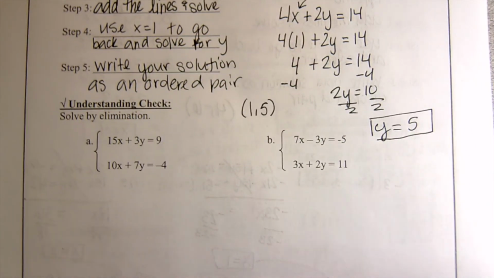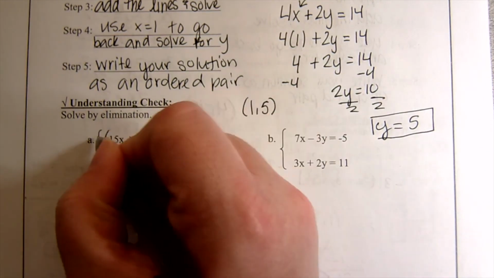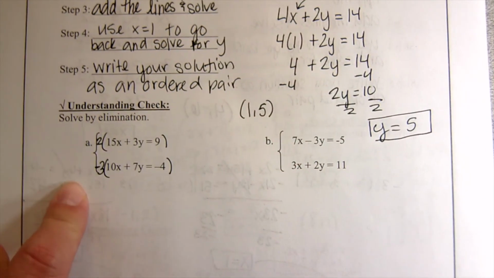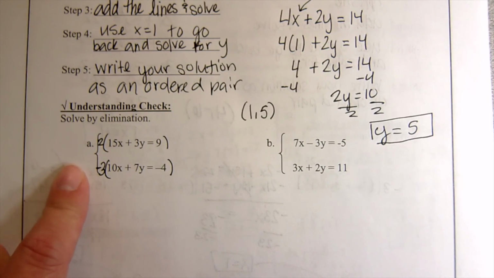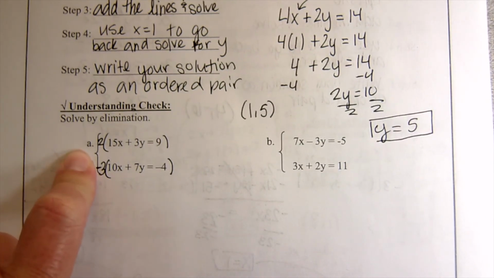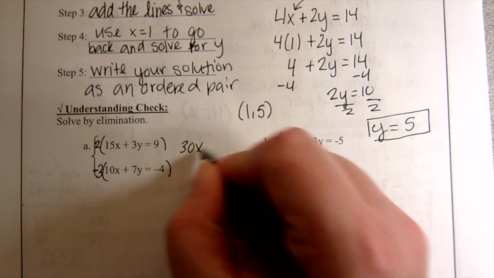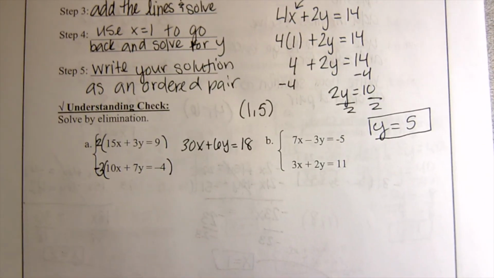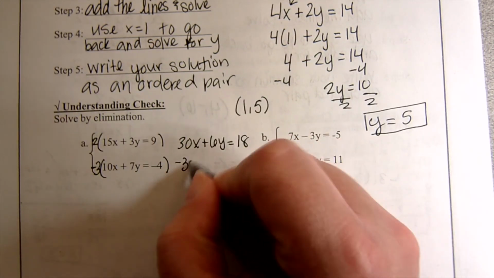30. So we multiply the top equation by 2, and the bottom equation by? So you can do this either way. You can multiply the top equation by -2 or the bottom equation by -3. But one of them you needed to use a negative. It is going to come out to the same thing. So if I multiply the top equation by +2, what do I get? 30x plus 6y equals 18. Good. And for the bottom equation? Negative 30x minus 21y equals 12.